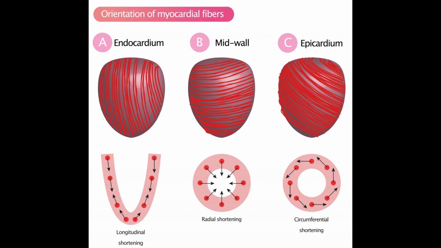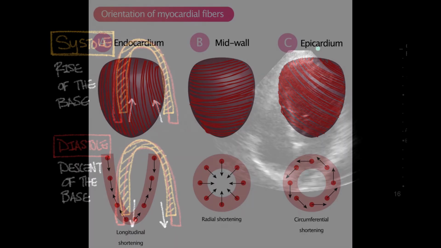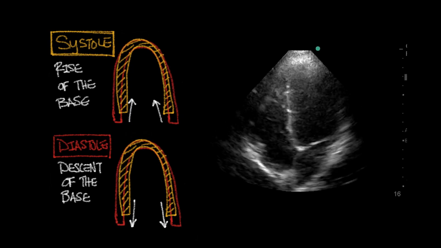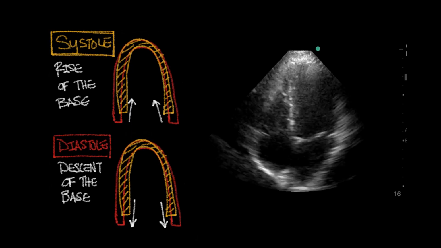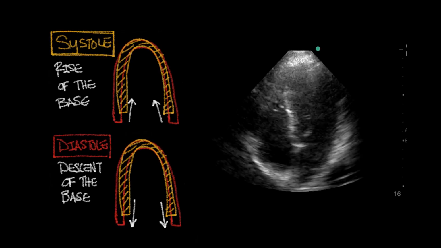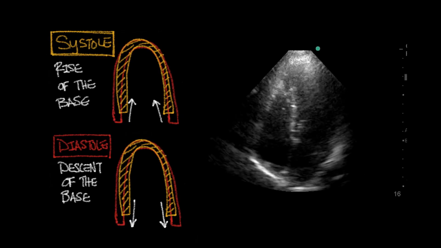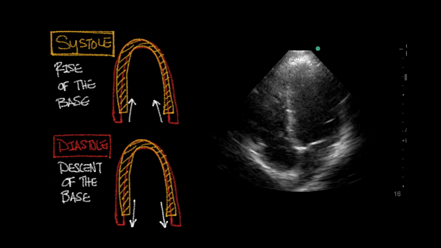The reason that MAPSE works to measure ejection fraction is that there are multiple orientations of the myocardial fibers in the heart, and MAPSE will work off of the longitudinal shortening as seen in A here to measure the ejection fraction. You'll notice in this apical four-chamber view of the heart, in systole, the base of the heart is rising up, and in diastole, the base of the heart descends. We're going to take advantage of this to measure the MAPSE.